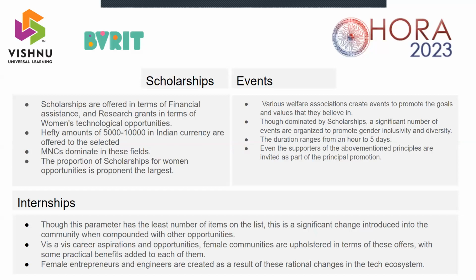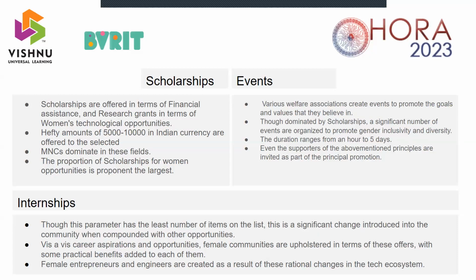Scholarships are financial support or economic support given to the female societies. This is given for continuing education or for doing research or for pursuing higher degrees. Mainly amounts of 5,000 to 10,000 in Indian currency are offered to the selected people as part of the scholarship opportunities. And in this particular field, multinational companies are dominating while providing this. And the proportion of scholarships for women opportunities is proportionately the largest. It is largest in proportion when compared to other events.